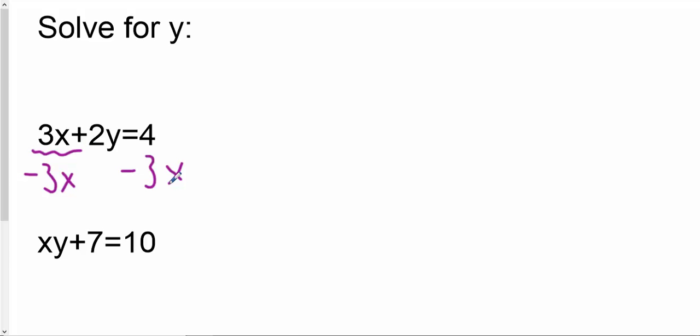Now, we can't combine the 4 and the negative 3x because they're not like terms. One has an x and one doesn't, right? One has an x to the first and one's just a constant. We want to write our variables first. And now we're just trying to solve for one y.